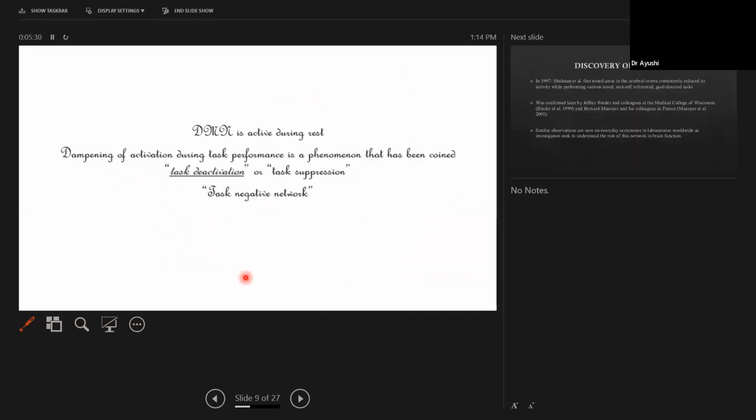Now, this default mode network is active during rest, so it is also known as the task negative network. Basically, when we are performing any activity, this network gets deactivated or dampened. That is why it is known as the task negative network. And when we are performing other activities, our task positive networks get activated, for example, the central executive network. So we have the task positive and the task negative networks.